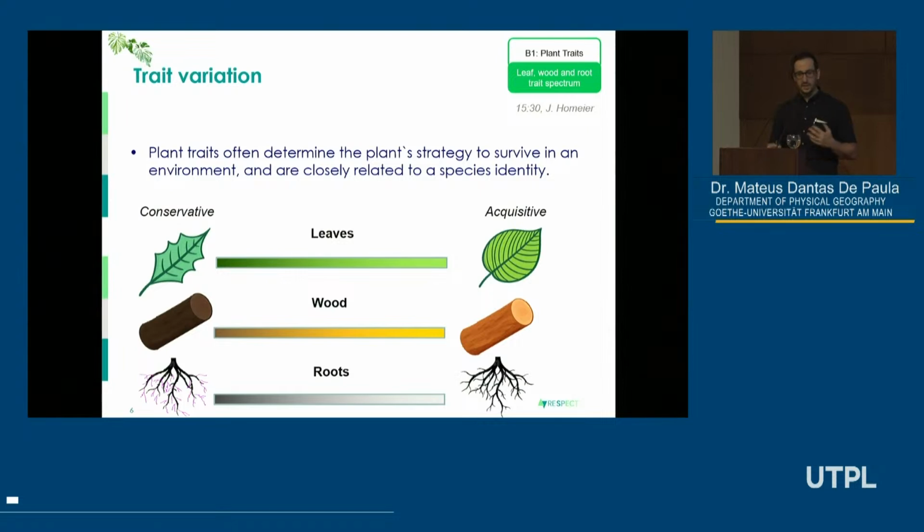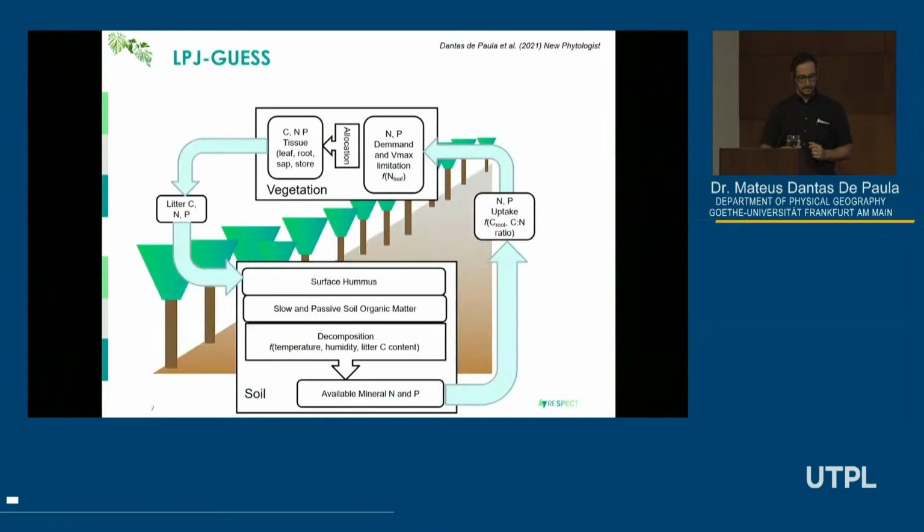These differences determine the strategy of the individual in order to deal with differences in the environment, which means we can group these strategies into two main groups. We can have the conservatives, which are the ones who conserve their resources. And we have the acquisitives, which don't conserve, but want to spend more and grow as fast as they can, and so on.